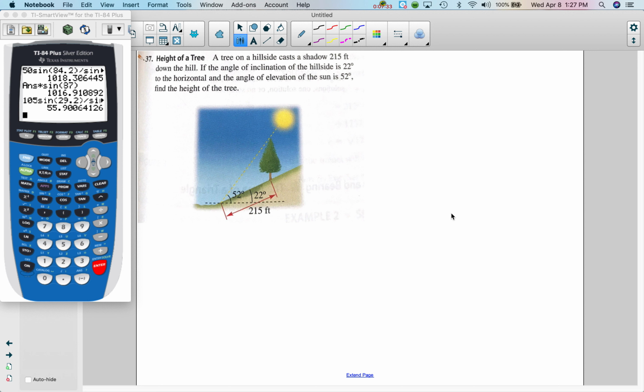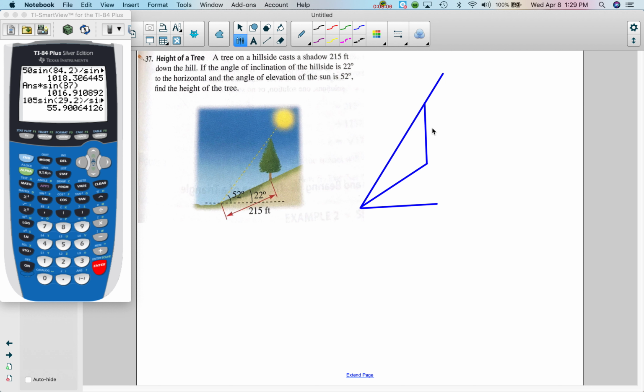The next one, height of a tree. A tree on a hillside casts a shadow 215 feet down the hill. So here's the tree, here's the hill, so the shadow is along the hillside. If the angle of inclination of the hillside is 22 degrees, and they show you that part here, to the horizontal, and the angle of elevation of the sun is 52 degrees, they show you that part, find the height of the tree. So I'm going to pause this and kind of draw a new picture.